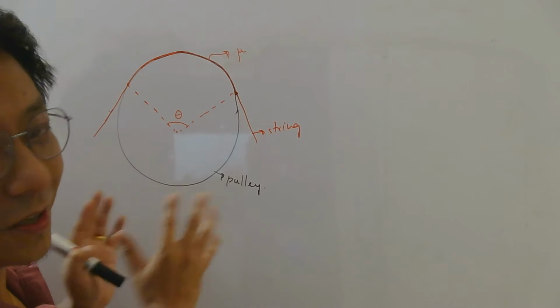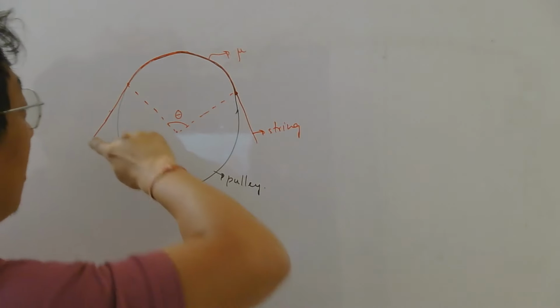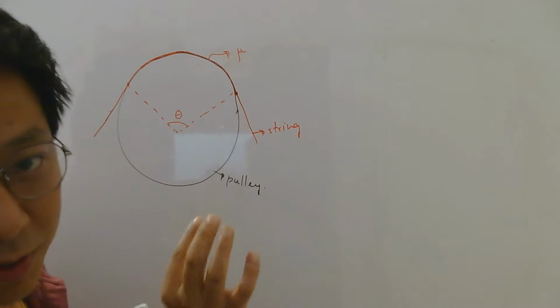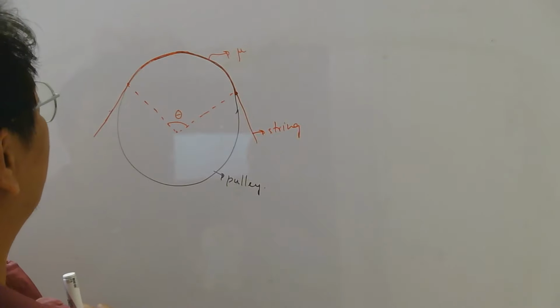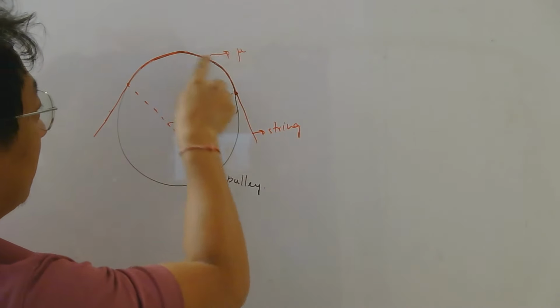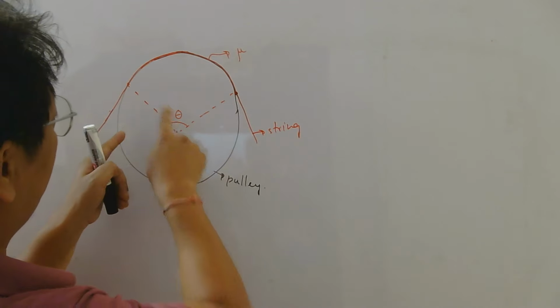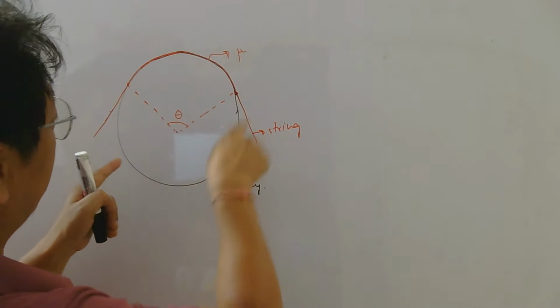So let us consider this diagram. Here is a pulley, the black color, and there we have attached this string which is shown by the red color. Now the string is making an angle theta in contact with the pulley. Okay, so the angle of contact between the string and the pulley is theta.